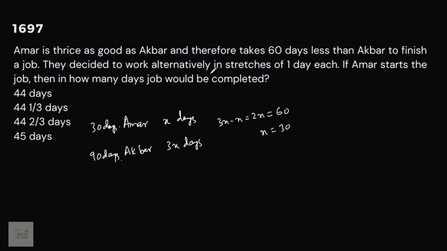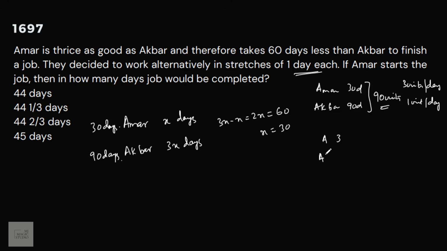They decided to work alternately in stretches of 1 day each. Okay, we know the drill for this. Amar, Akbar, 30 days, 90 days. Let them need to produce 90 units. Then efficiency rate for Amar is 3 units per day and for Akbar is 1 unit per day. If Amar starts the job, then in how many days would the job be completed? Amar starts, he produces 3 and then Akbar comes and he produces 1. That means in one cycle they are producing 4 units.